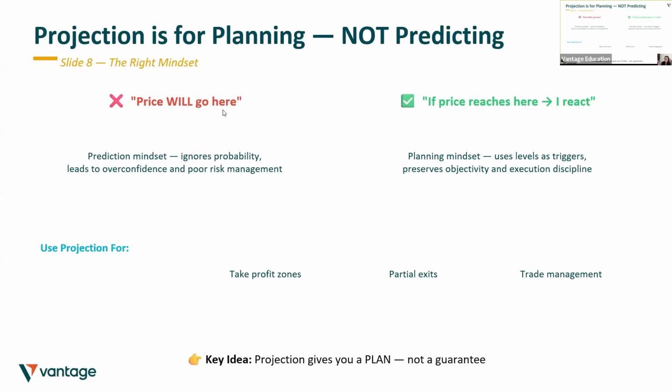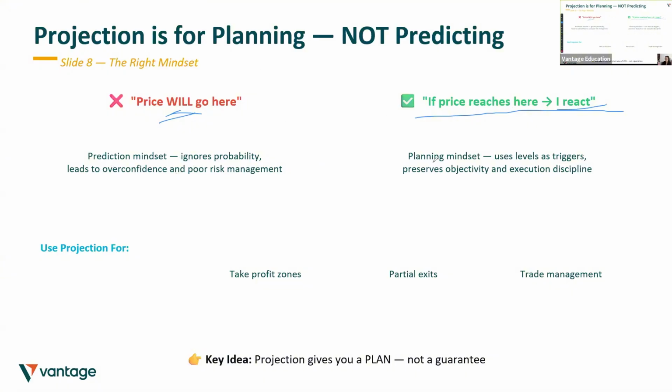Price will go there, not will go there, not will, right? It's maybe, not will, right? A prediction mindset ignores probability and leads to overconfidence and poor risk management. So you should have the mindset: if price reaches there, I will react. What are you going to do? That is your plan.